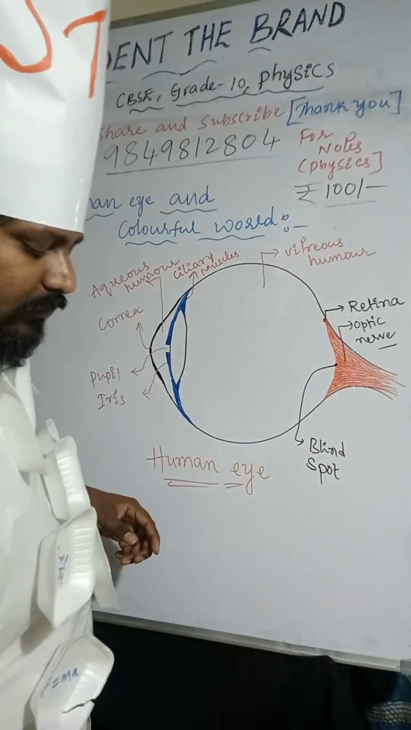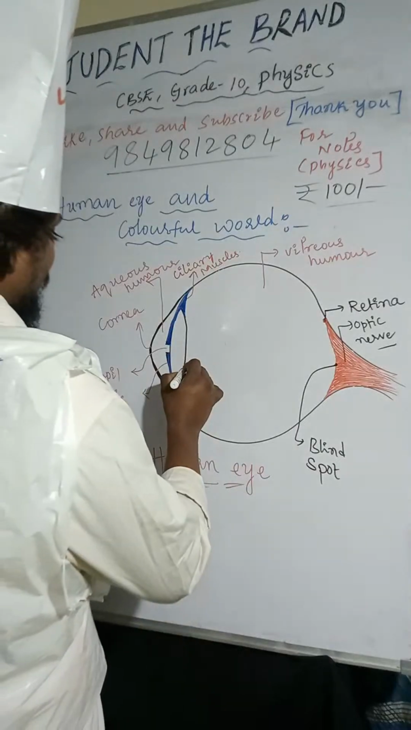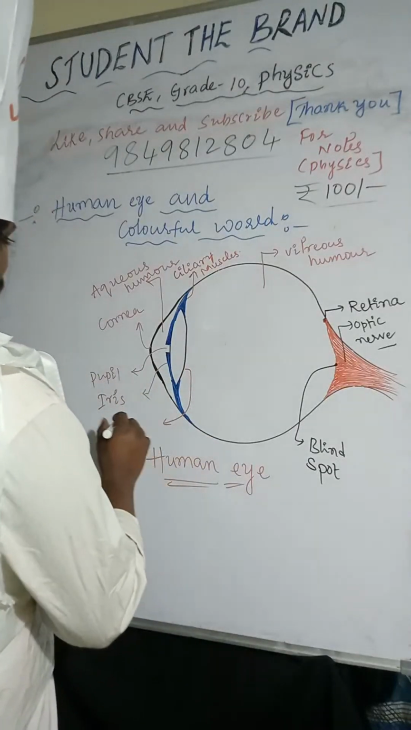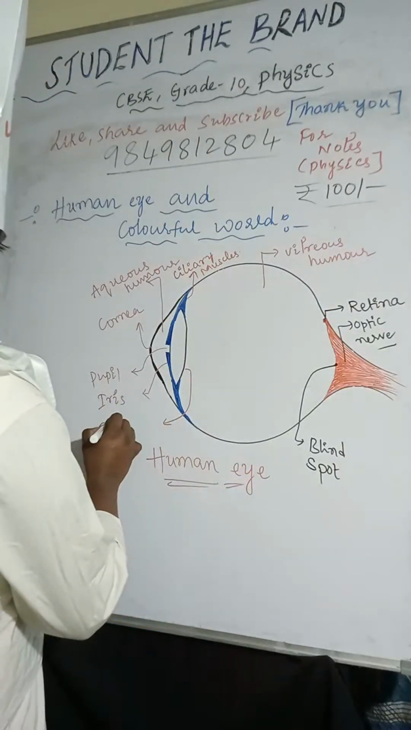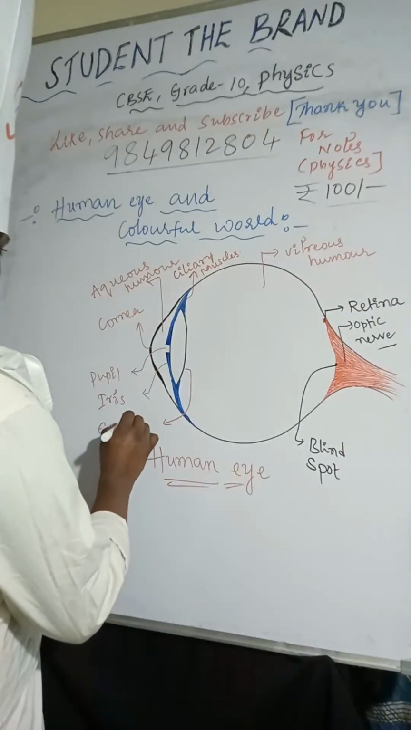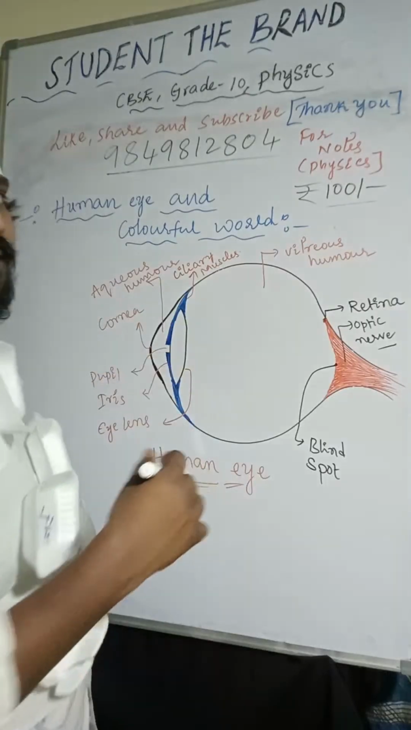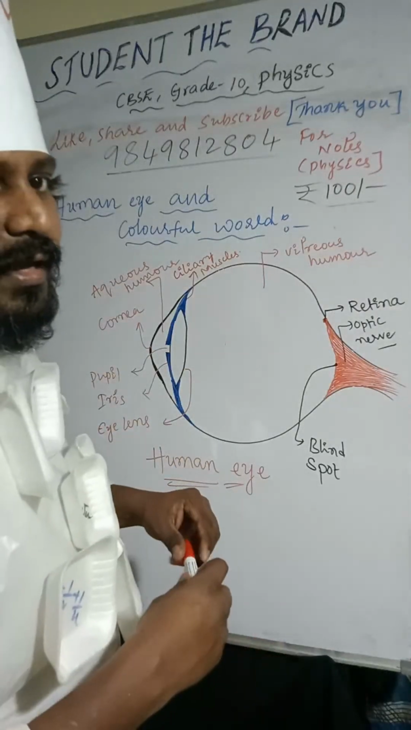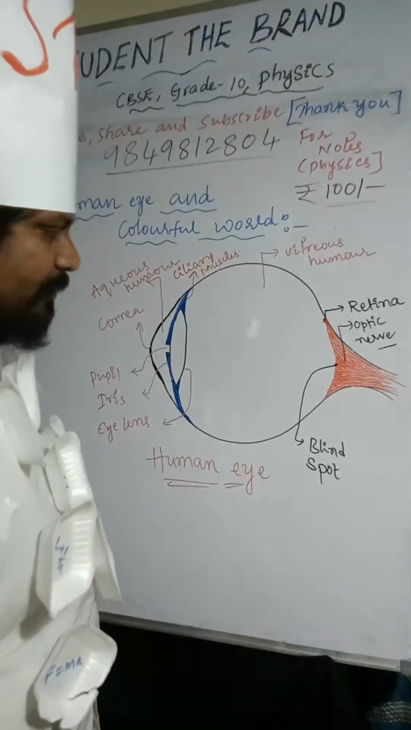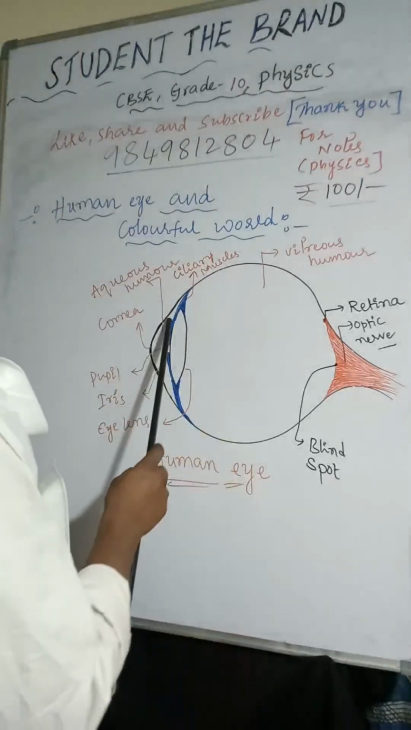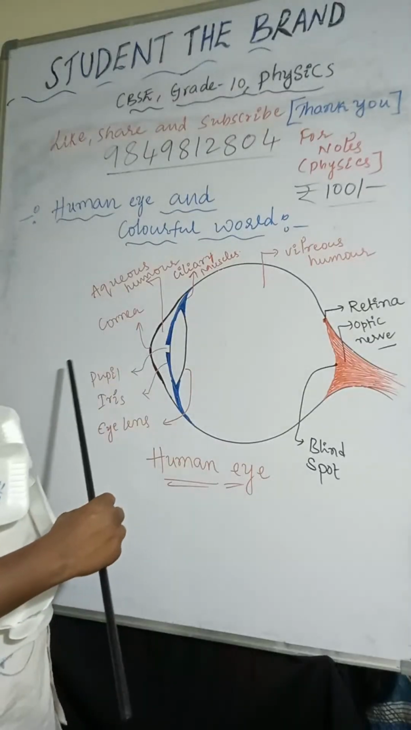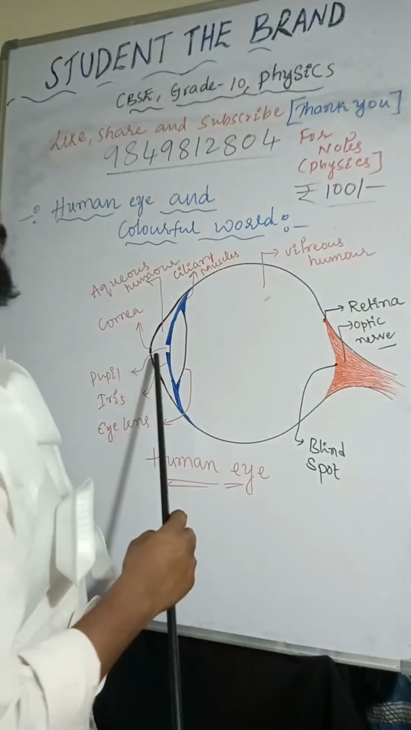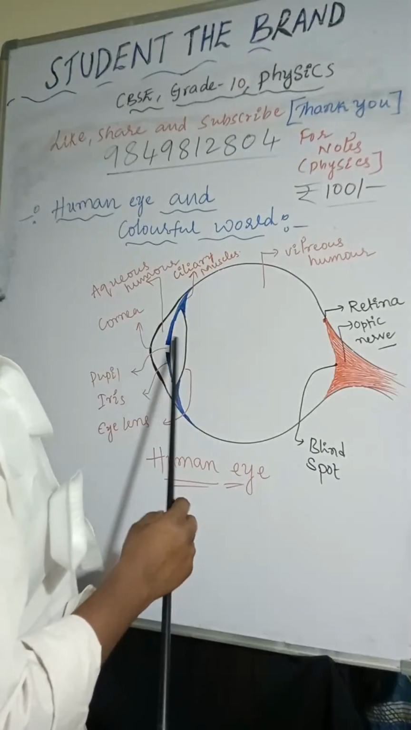Lens, the crystalline lens. Simply we can say the lens is the crystalline lens. Okay, so here you can observe the cornea is the frontal protective layer of the eye. Most of the refraction takes place at the cornea. And aqueous humor is a jelly-type liquid present between the cornea and the lens.